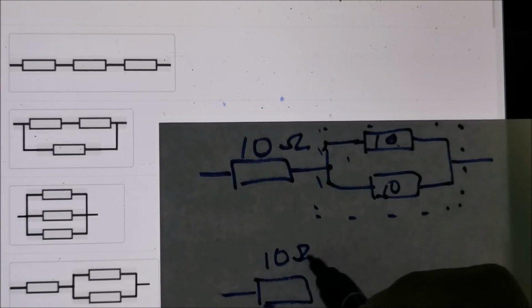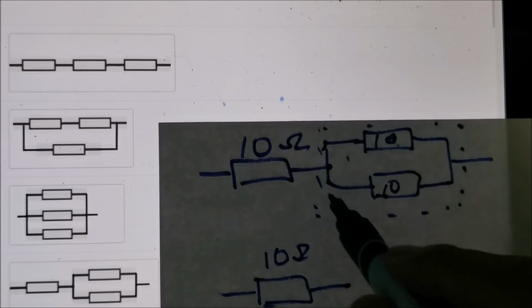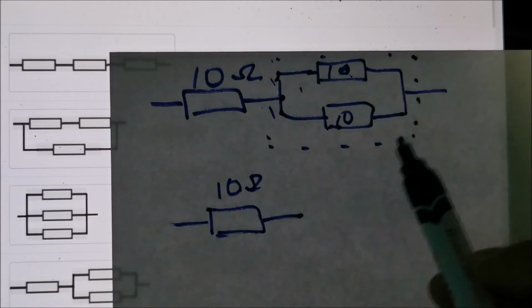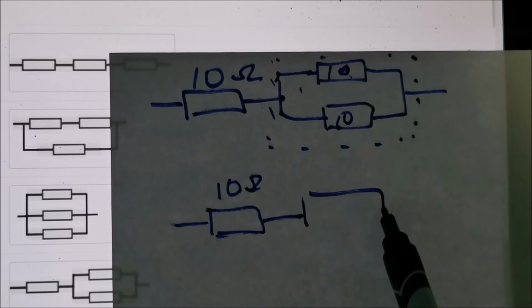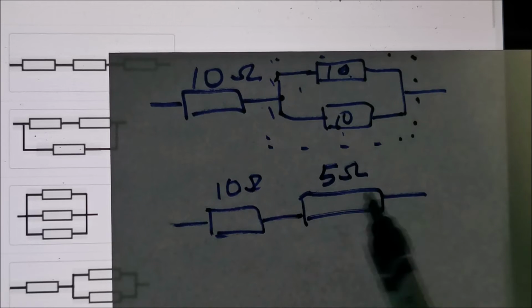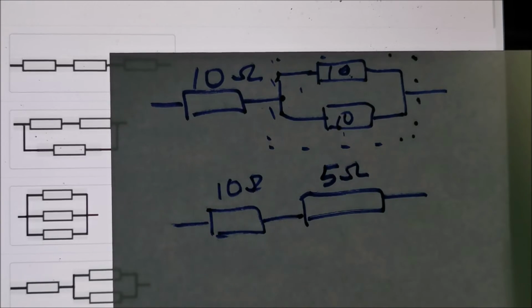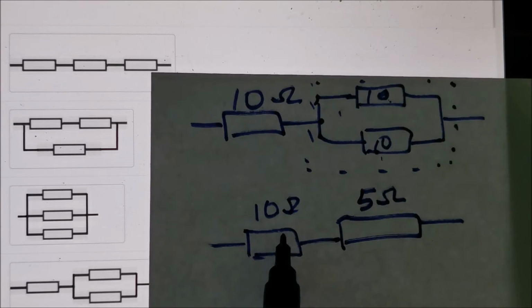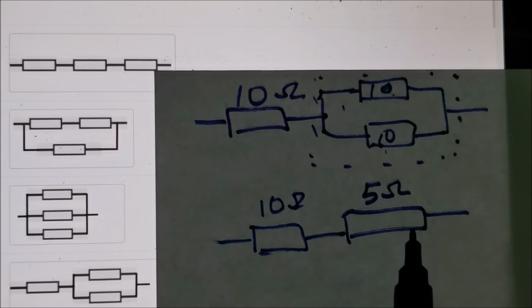This 10 ohms is actually connected in series with this branch. So how many ohms down here? 10 ohms divided by 2, so you have 5 ohms. So the effective resistance of this configuration is actually 10 plus 5, 15 ohms. So who will give you the highest?